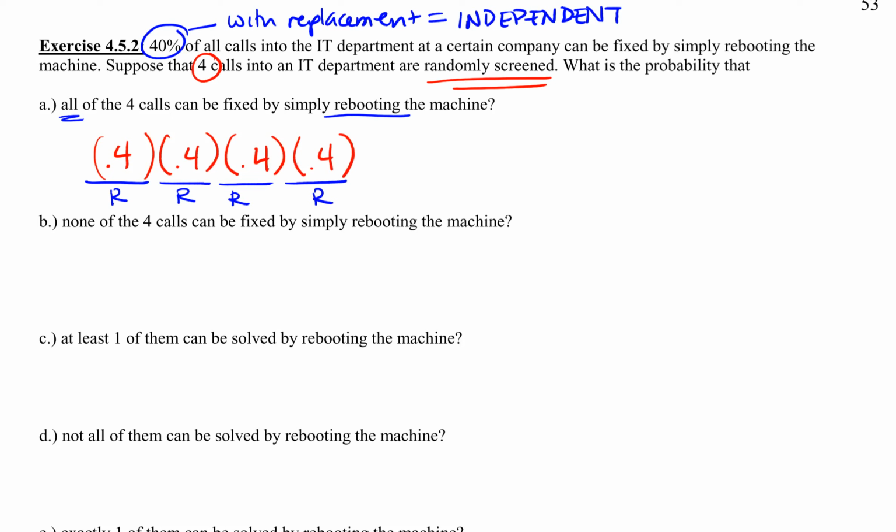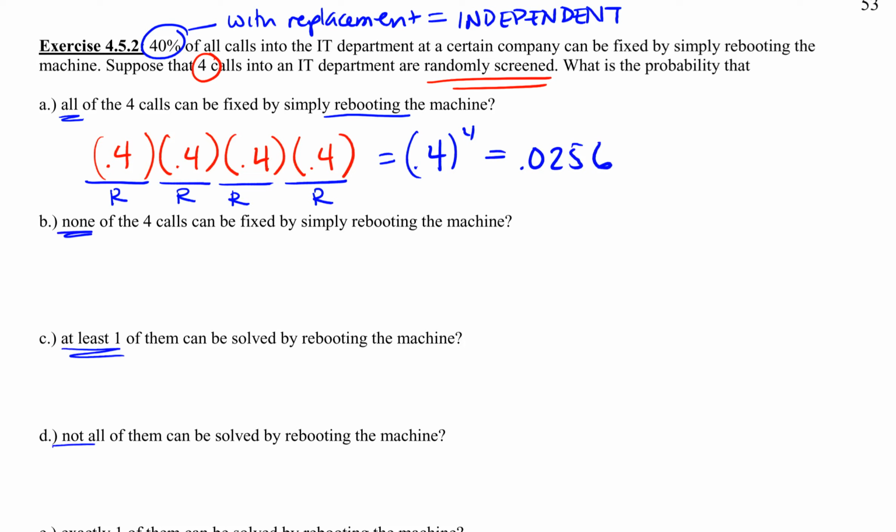So sampling with replacement is actually simpler than sampling without. You don't have to think about how the probability is changing. You can just use the same probability again and again, as long as you've taken the time to give yourself these sort of events and what has to occur. So we end up with just 0.4 to the 4th power, which is 0.0256.